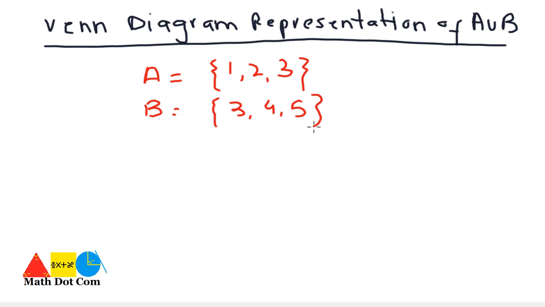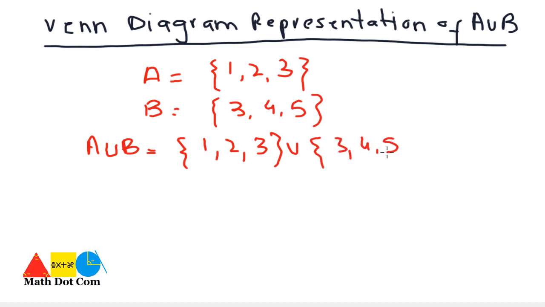Now how can you find their union? A union B is equal to 1, 2, 3 union 3, 4, 5, and the answer will be 1, 2, 3. As there is 3 in set A as well as in B, we will take it once, then 4 and 5. So in A union B, we have considered all the elements of A and B by keeping the redundant element once. This comes out as A union B.